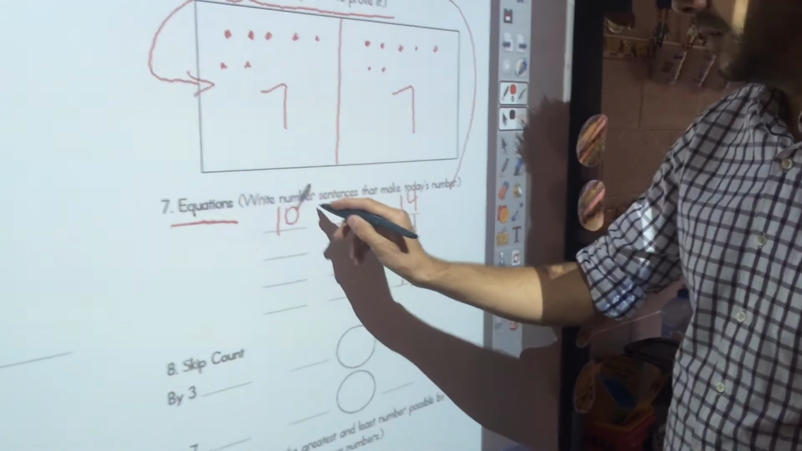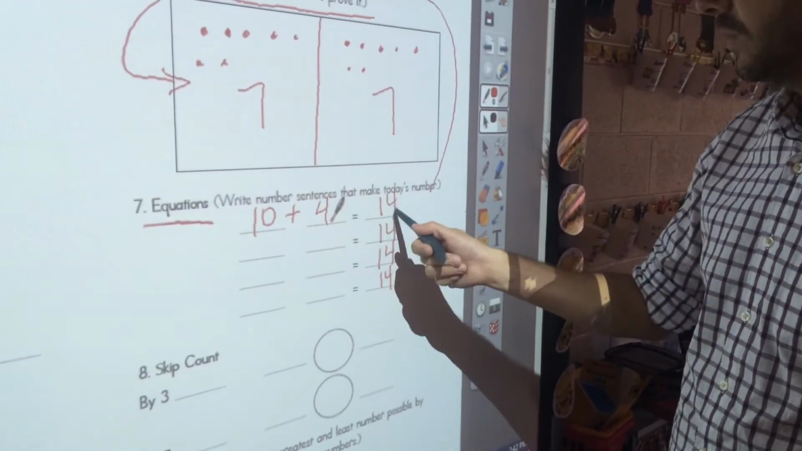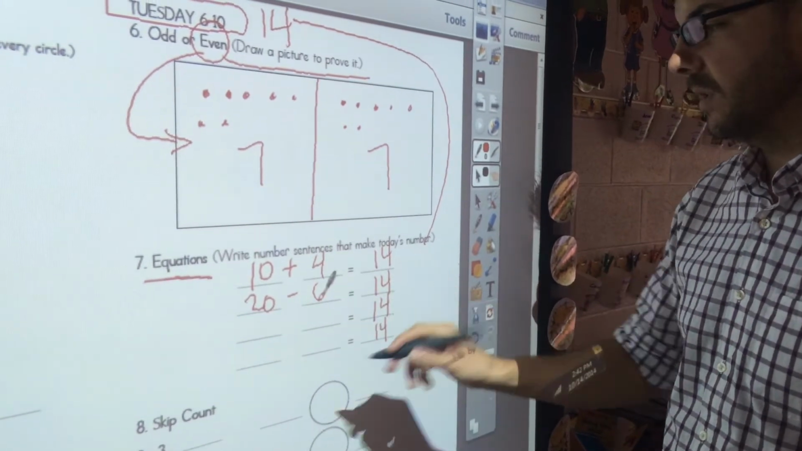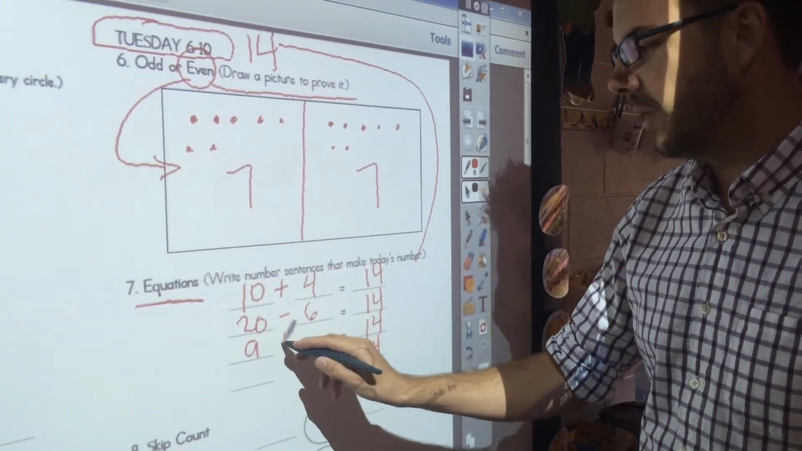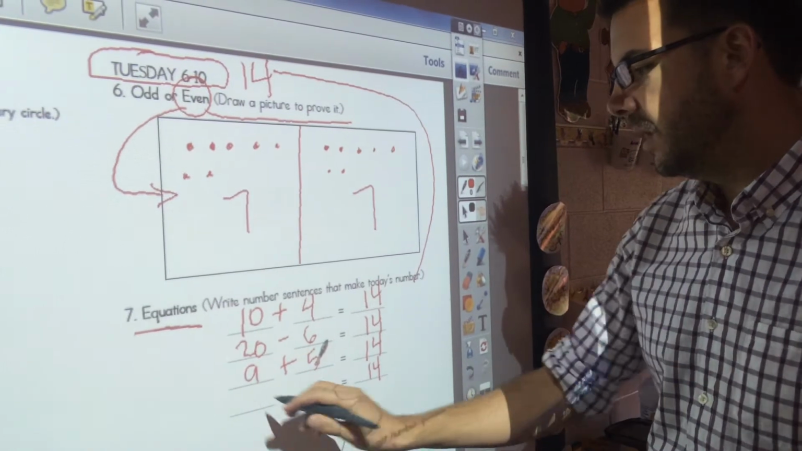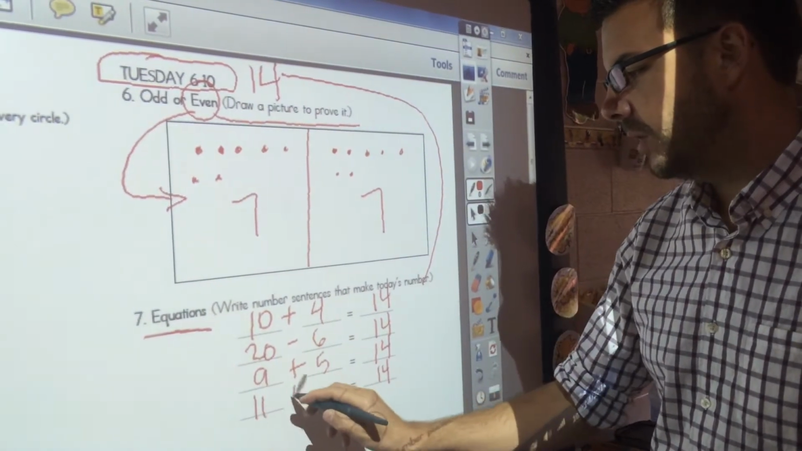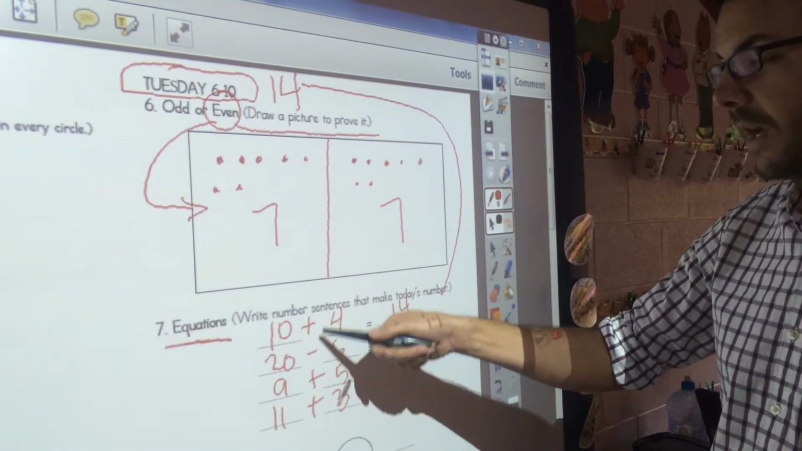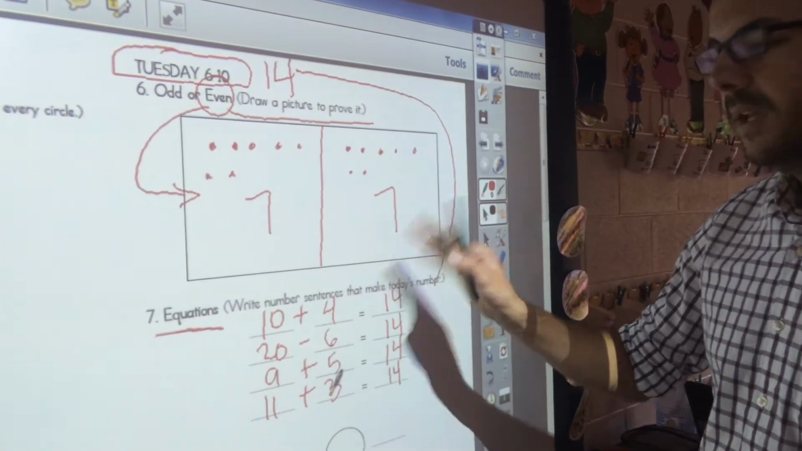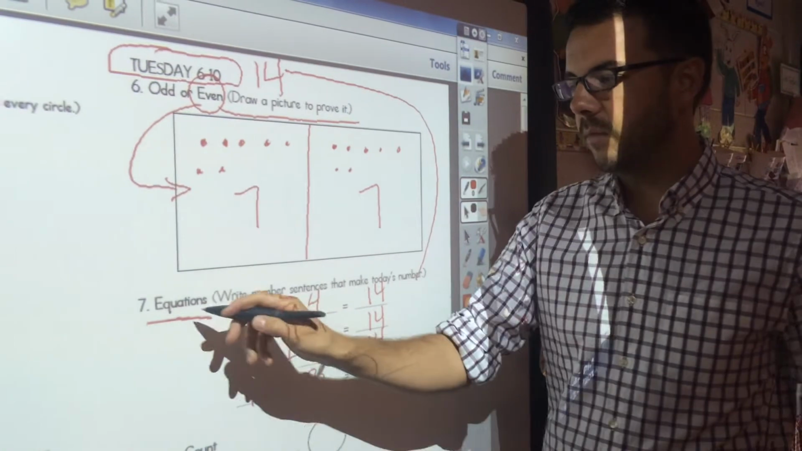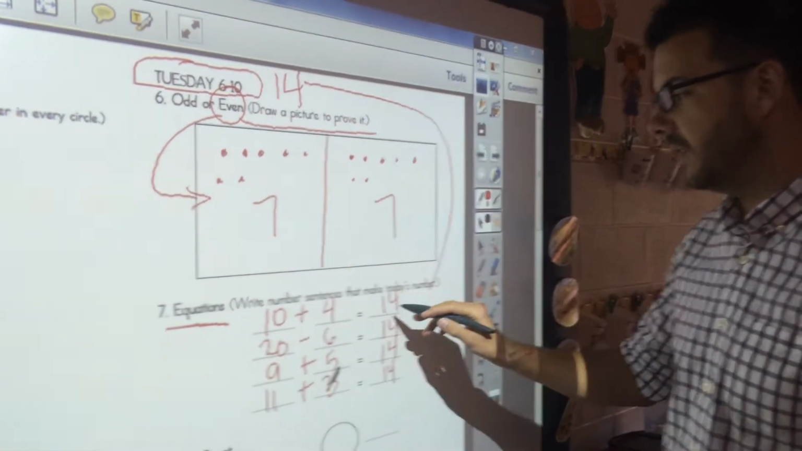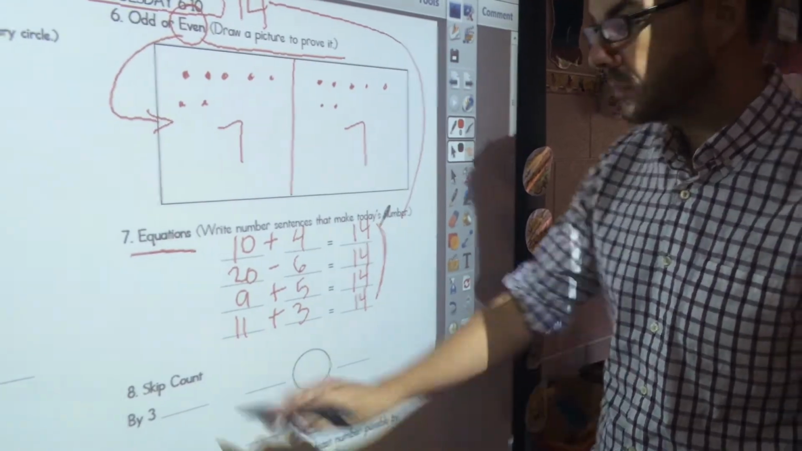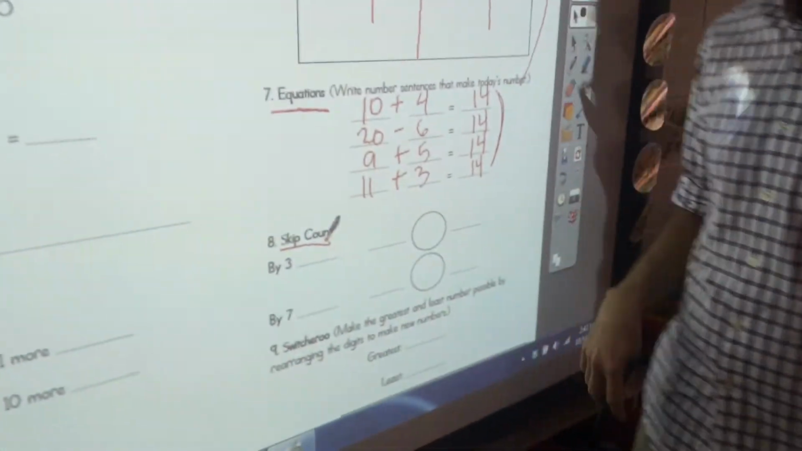We'll have 10 plus 4 equals 14. You could do 20 minus 6 equals 14. You could do 9 plus 5 equals 14. And you could do 11 plus 3. Now notice I chose to do one subtraction fact, 3 addition facts there. It can be any arrangement, however you want to do it, as long as each of the sentences equal the number of the day.